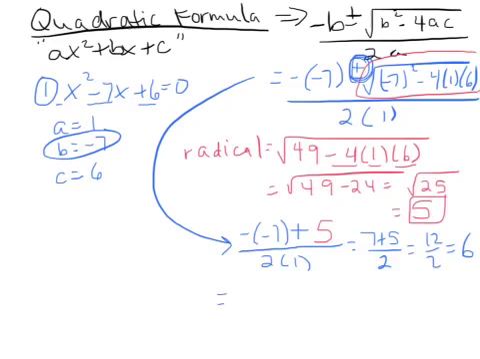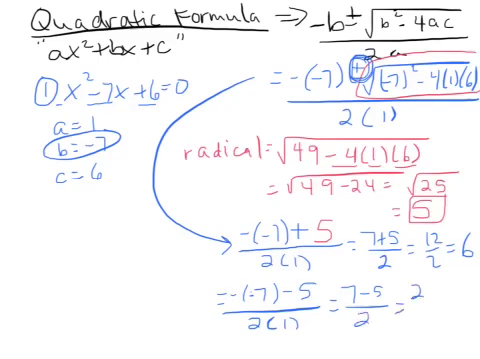So the second part of my answer is my negative times negative 7 minus 5, all divided by 2 times 1. So in the numerator, I have positive 7 minus 5, because a negative times a negative is a positive. So I have 7 minus 5 divided by 2 times 1. Well, 2 times 1 is 2. So then I get 2 divided by 2, which is 1. So my two answers are 6 and 1.